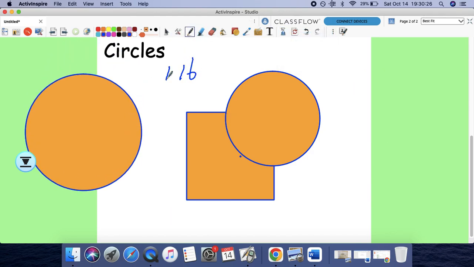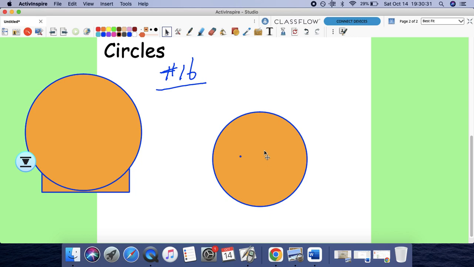Number 16. Alright, let me try to redraw this. Here's a circle. This is A. This is the center. This is measured, so the radius is 6. This is B. And this is point O. Our arc AB, which is this guy here, is 4 pi units. What is the measure of angle AOB in degrees?